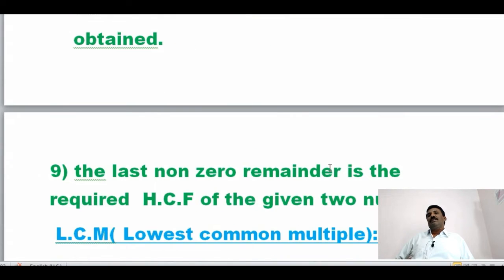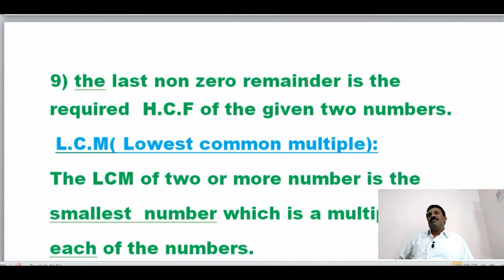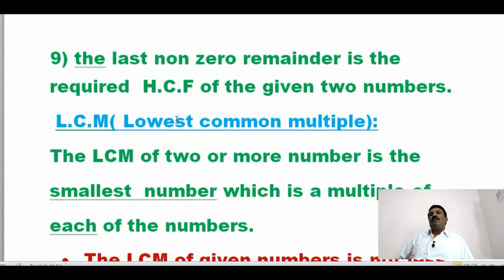So next step, the last non-zero remainder is the required HCF of the given two numbers. Finally, when you get the remainder 0 in the division process, you should identify which one is the last non-zero remainder. That itself is the HCF of the given two numbers. Next, we shall go to the LCM.